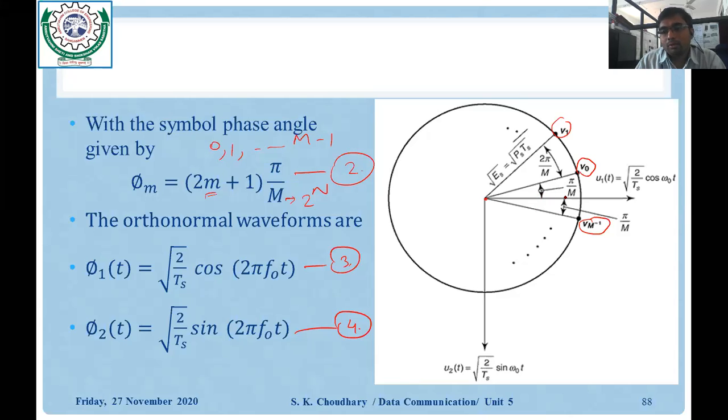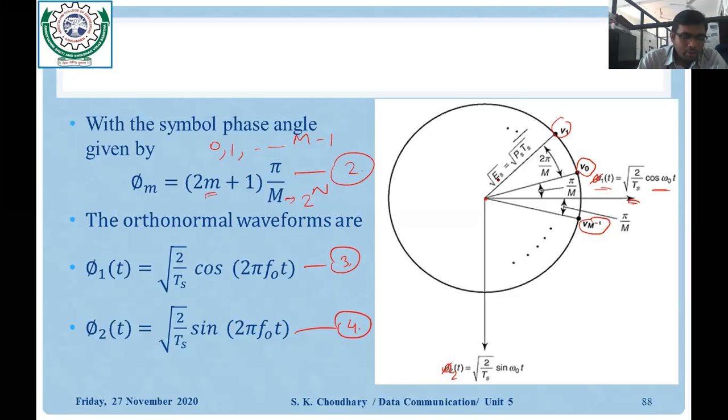In this way. Here on the x-axis I have shown the cosine wave of the carrier function, phi 1 of t, and on the negative y-axis you can see phi 2 of t. Now, the distance of these signal points from the origin, or reference point, is nothing but square root of Es, or square root of Ps Ts, which is what we have seen in signal space representation.